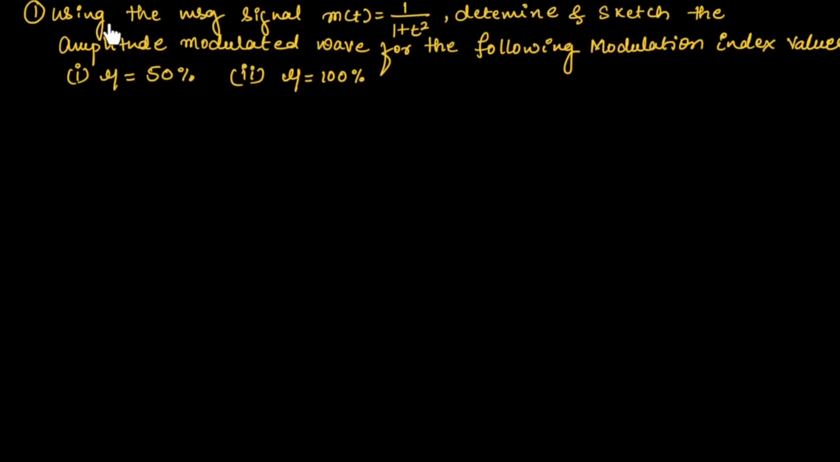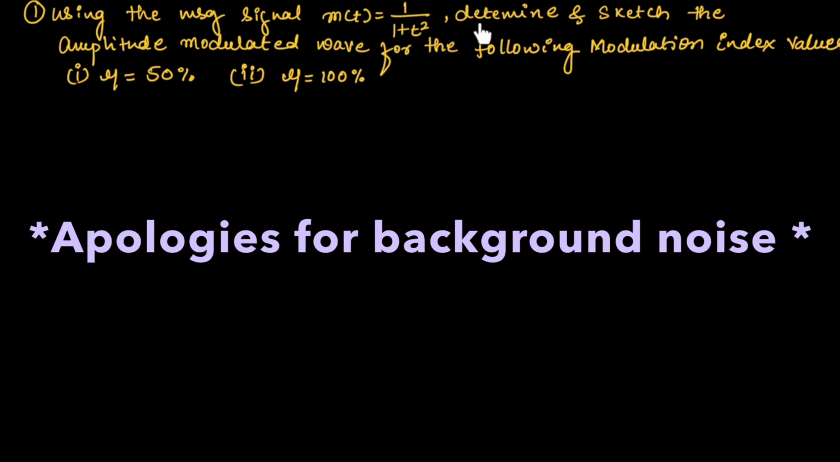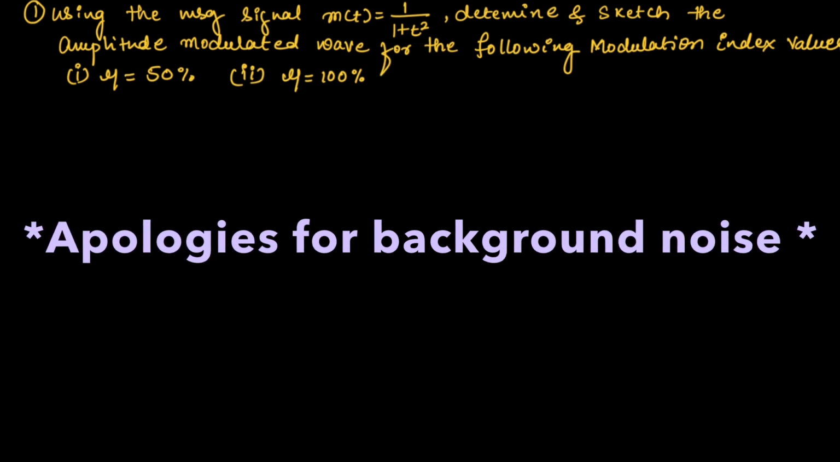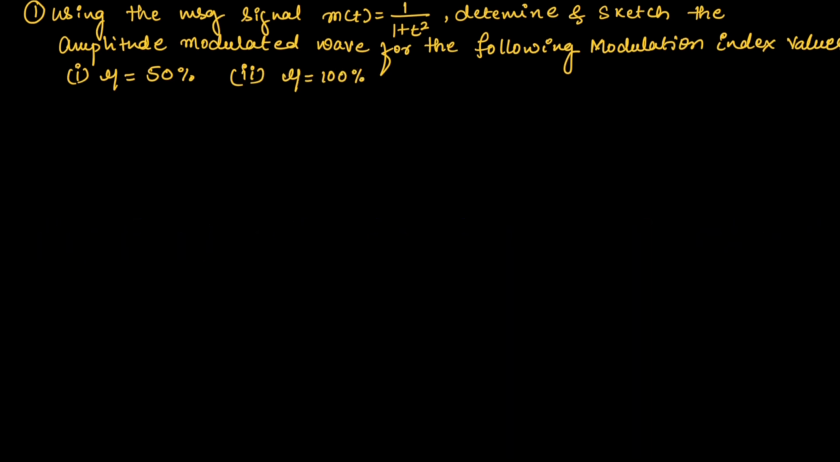In this lecture, let us understand the problems on amplitude modulation. Using the message signal m of t is equal to 1 divided by 1 plus t square, determine and sketch the amplitude modulated wave for the following modulation index values. Mu is equal to 50% and mu is equal to 100%. So they have given different modulation index. For these modulation index, we need to determine and sketch the amplitude modulated wave for the given message signal.